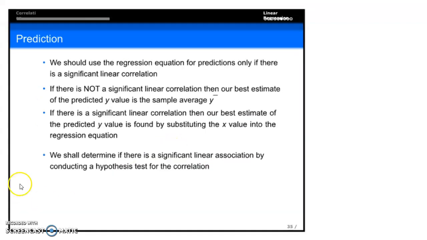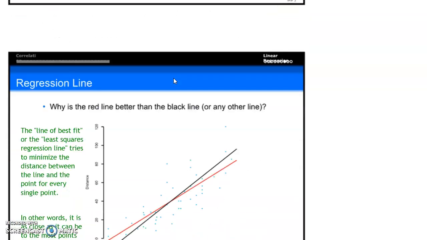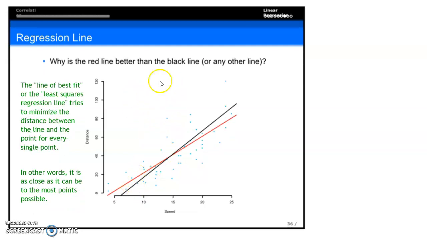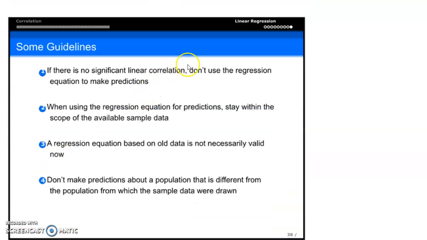All right, we should be able to use regression equations for predictions if there's a significant linear correlation. So if you look at it and the correlation coefficient is like 0.7 or 0.8, you should use the regression equation. If it's too low, though, if it's a weak correlation, we should not use the line of best fit. In this case, we can see the red line is better than the black line because the line of best fit is supposed to be the closest to as many points as possible, and the red line accomplishes that task. Residual is the distance between the points and the line. If there's no significant linear correlation, you should not use the equation to make predictions.